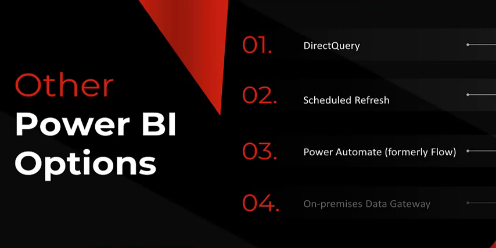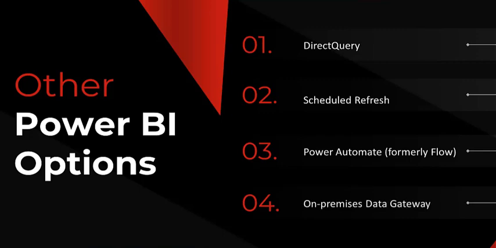3. Power Automate, formerly Flow. Power Automate is a cloud-based service that allows you to create automated workflows. You can utilize Power Automate to trigger a data refresh in Power BI based on certain events or conditions. For example, you can set up a workflow that automatically refreshes the data when new data is added to the source system or at a specific time of the day.